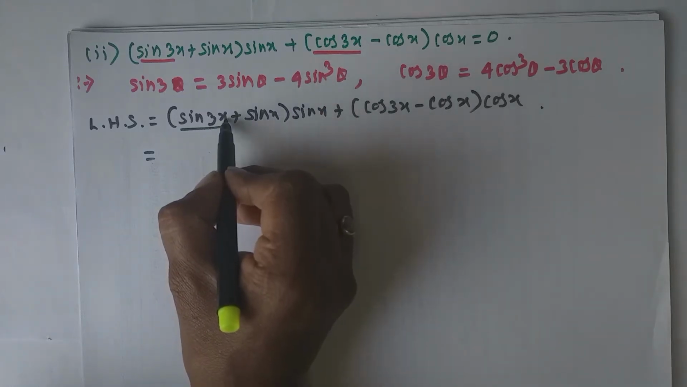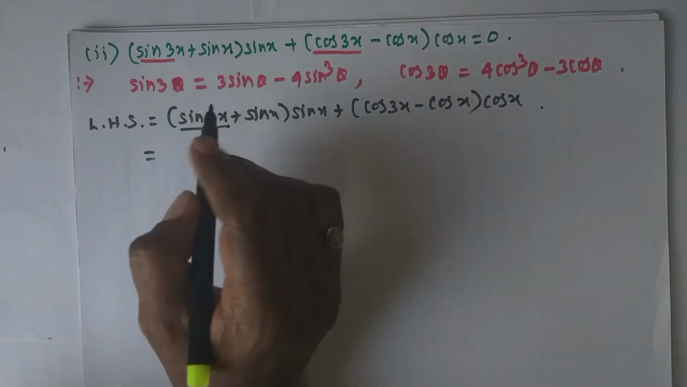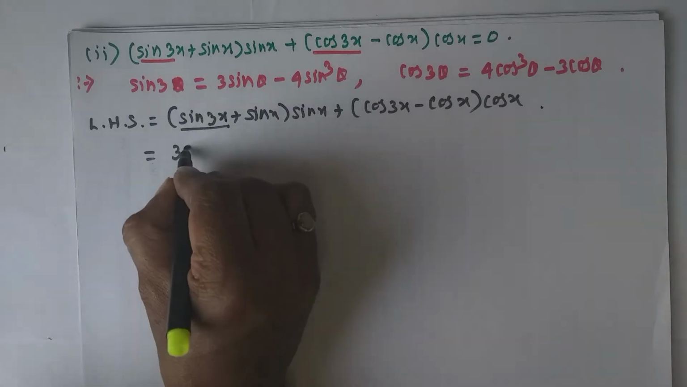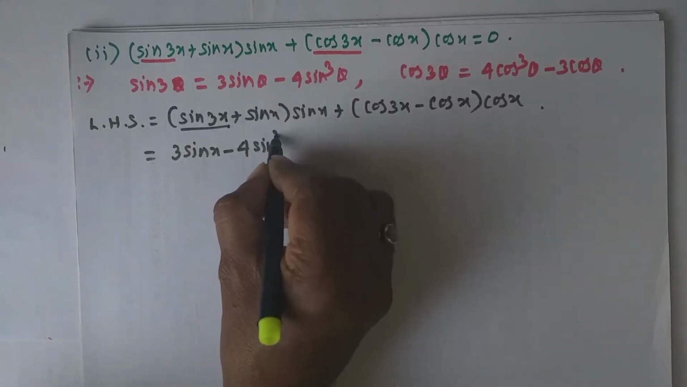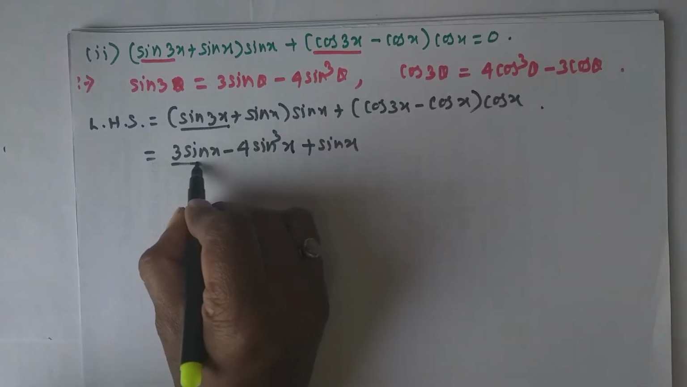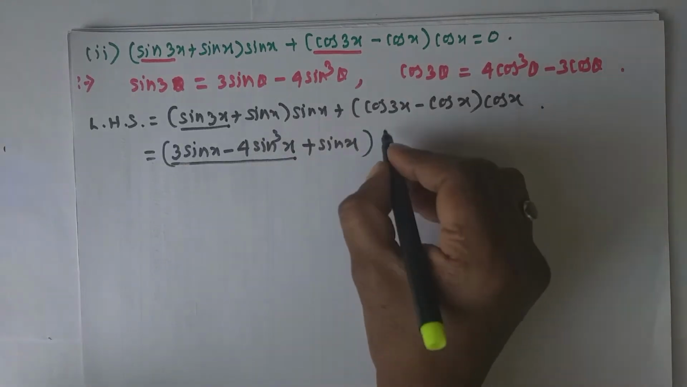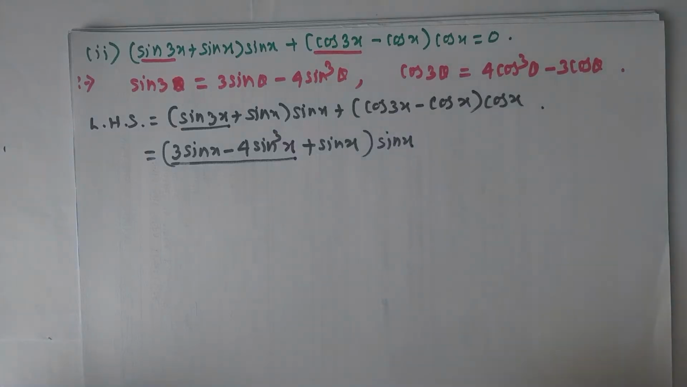Here the function is x. Instead of theta, you keep in this formula value x. Okay, then what will be value of sin 3x? That will be 3 sin x minus 4 sin cube x. Okay, now keep this sin x as it is. I have kept the value of sin 3x here. Okay, now close the bracket. Outside the bracket there is sin x. Write down that sin x as it is, plus.